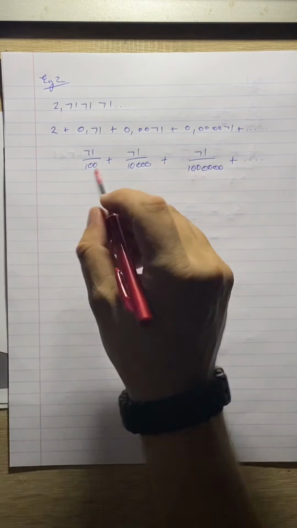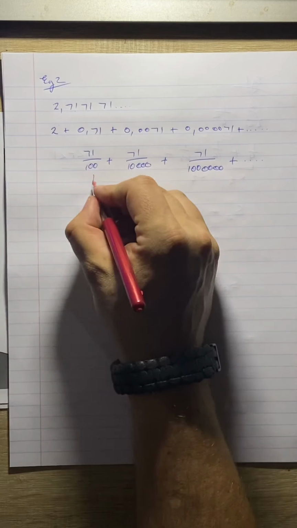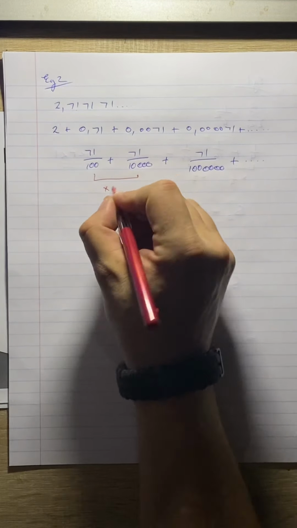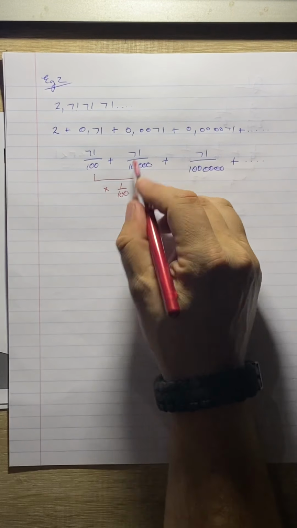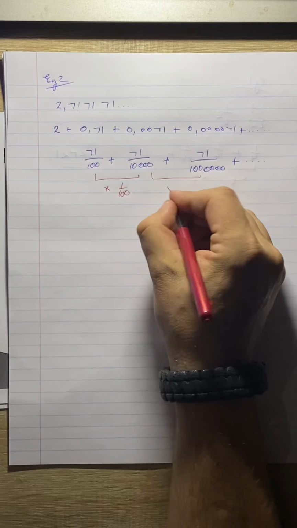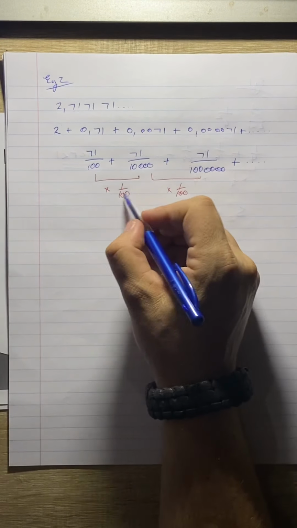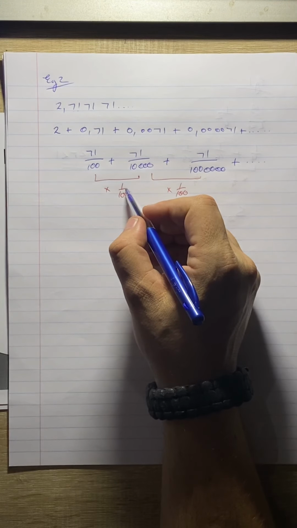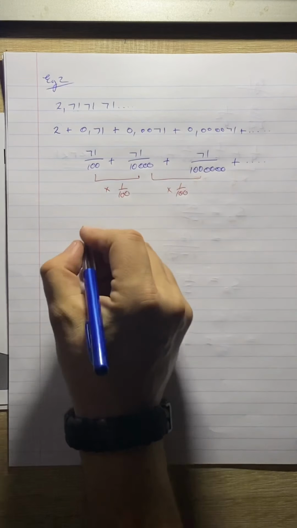Okay, so how did we get from this term to this term? We take this one divided by this one, and you can see all you're doing is multiplying by 1 over 100. Likewise for this, take this term divided by this one, and you are multiplying by 1 over 100. So you can see that 1 over 100 definitely lies between -1 and 1, so we can take the sum to infinity.